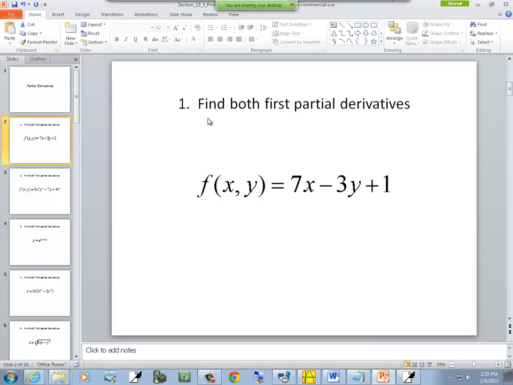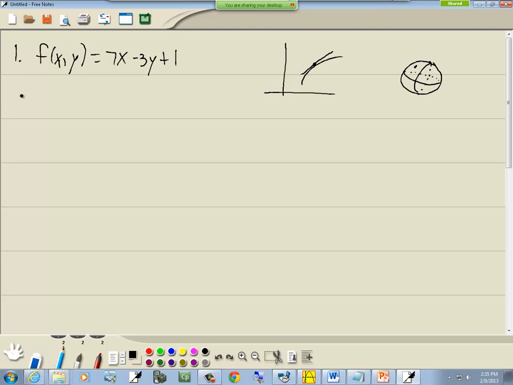Now, our first one says find both first partial derivatives. The first thing we're going to do is find the derivative with respect to x. This is the way the notation looks: this f and then this little x right here. That means we're going to find the partial derivative with respect to x. Basically, you treat the y as a constant, and then take the derivative with respect to x. So 7x becomes 7. Since we treat this as a constant, that drops away, and then the 1 drops away. So our answer there would be 7.